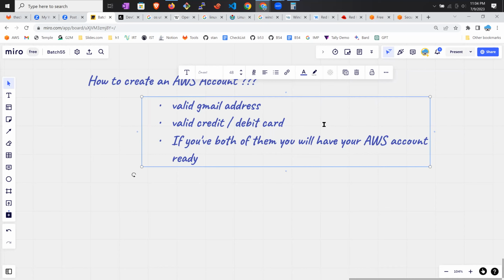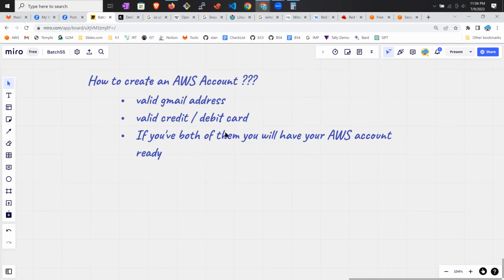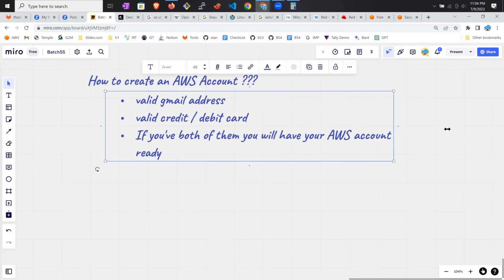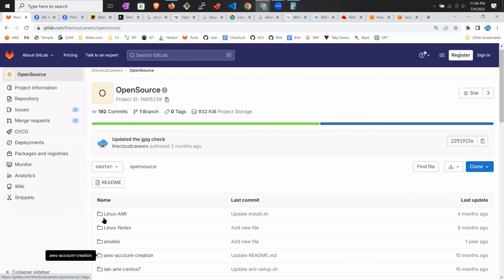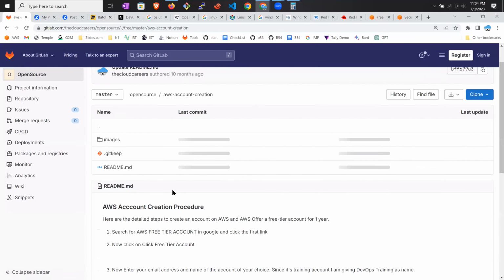And I want to teach everything to you on top of the cloud from day one itself. That's the reason I want every one of you to create your AWS account. I'll tell you how to create an AWS account. We have created a small document on how to create an AWS account.